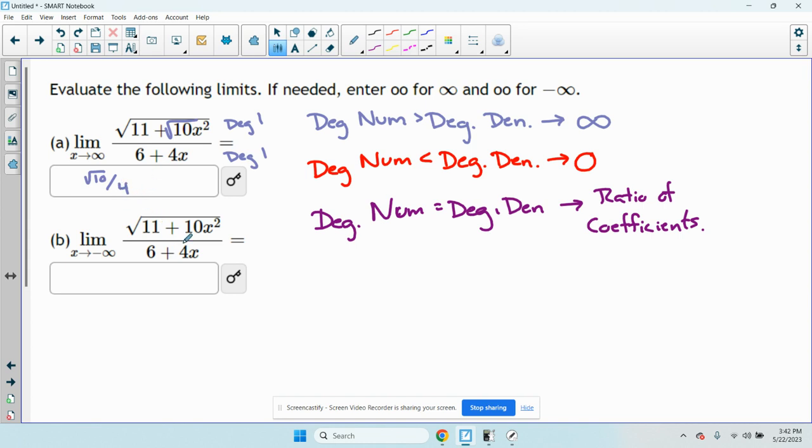Okay. Now this is going to work in a similar way, but now we have to take into consideration the negative sign. So here we're taking a negative number, negative infinity, squaring it, and then square rooting. So the top's going to be positive. But we're plugging in negative values for the bottom. So this is going to look the same, but it's going to be the square root of 10 over negative 4.